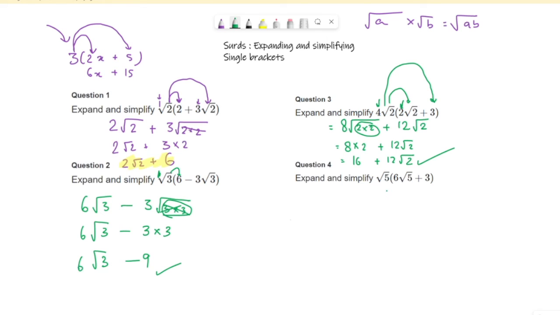The last question, you can see root 5 times 6 root 5. So it will look something like this. 6, 5 times 5 inside the root, plus root 5 times 3. So it will be just 3 root 5. So 5 and 5 is a group of 5s under the root, so 5 will come out of it. This is cancelled. So it's 6 times 5 plus 3 root 5. 6 times 5 will become 30 plus 3 root 5, and that's our answer.